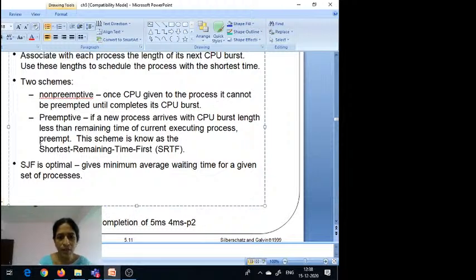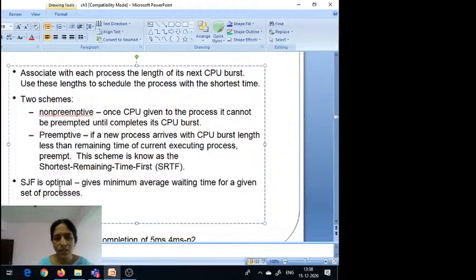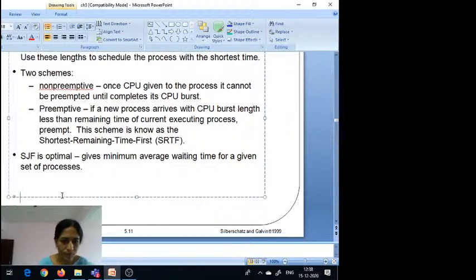This type of version is called shortest remaining time first, and the non-preemptive version is simply called shortest job first. Another name for the shortest job first with the preemptive version is shortest remaining time first. Shortest job first is optimal, giving the minimum average waiting time for a given set of processes, compared to the first come first serve manner.